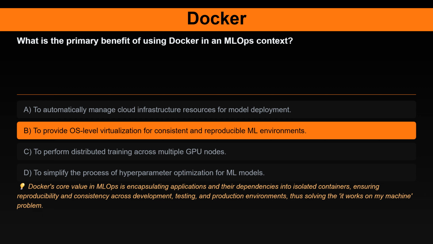The correct answer is to provide OS-level virtualization for consistent and reproducible ML environments. Here's the explanation. Docker's core value in MLOps is encapsulating applications and their dependencies into isolated containers, ensuring reproducibility and consistency across development, testing, and production environments, thus solving the "it works on my machine" problem.